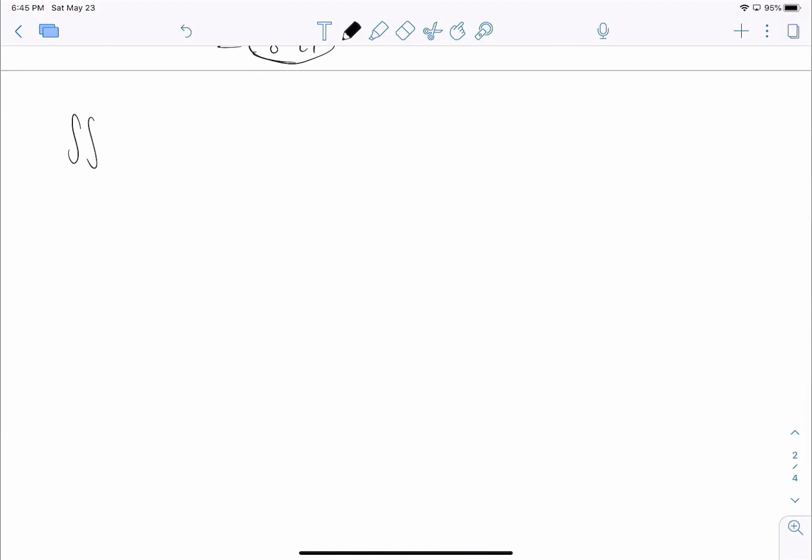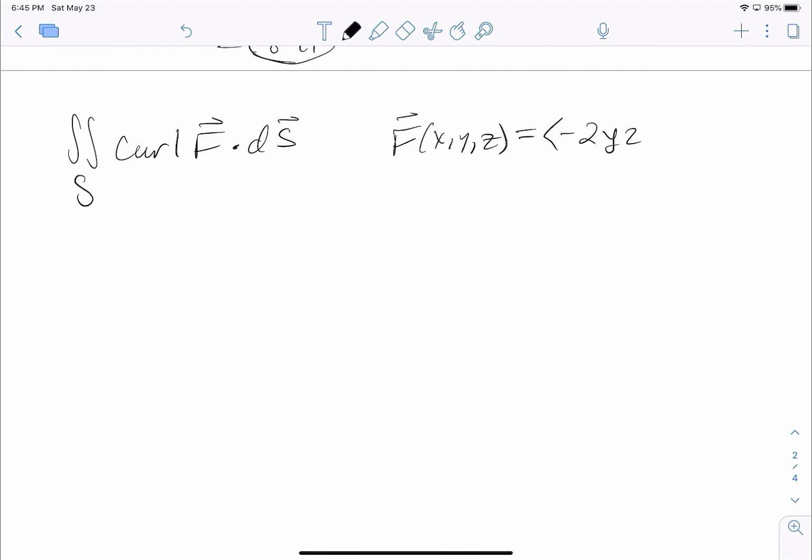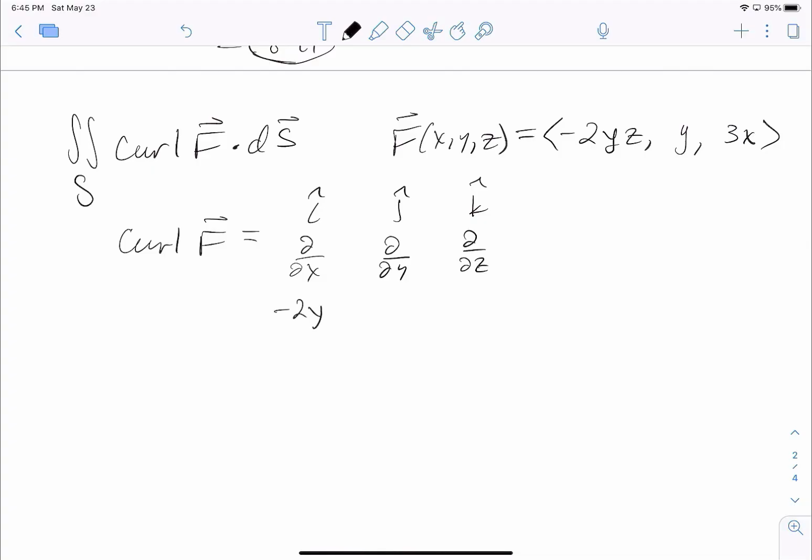For the surface integral over S, the double integral of the curl of F dot dS, we need to do a little bit of work. Recall that F of x, y, z is negative 2yz, y, 3x. And so the curl of F is equal to the cross product i j k, partial with respect to x, partial with respect to y, partial with respect to z, negative 2yz, y, 3x. And you can confirm that the answer of this turns out to be 0, negative 3 minus 2y, 2z.